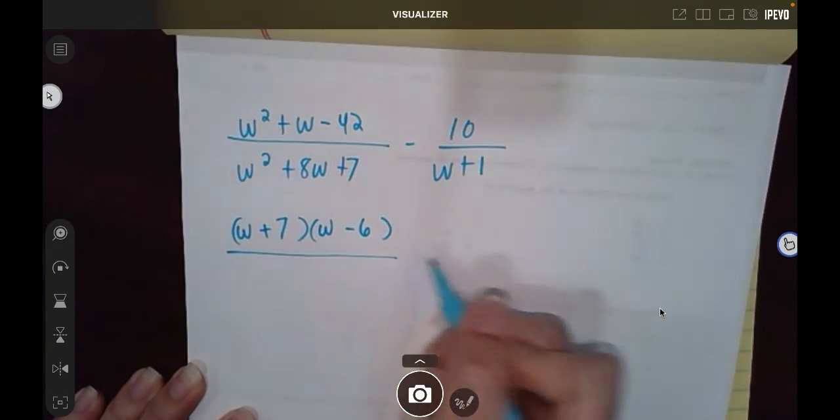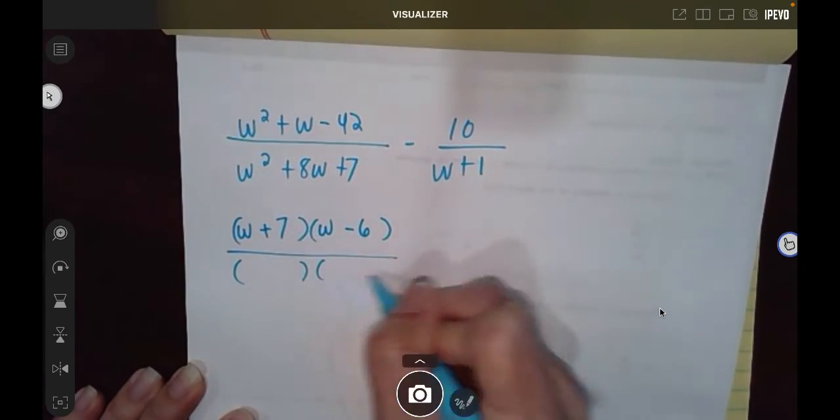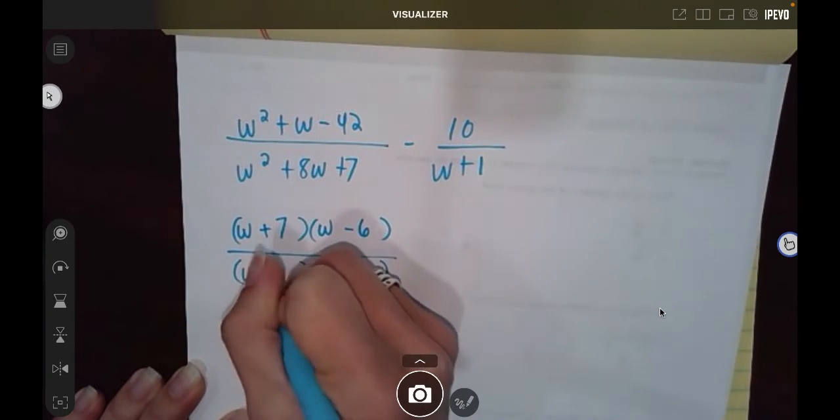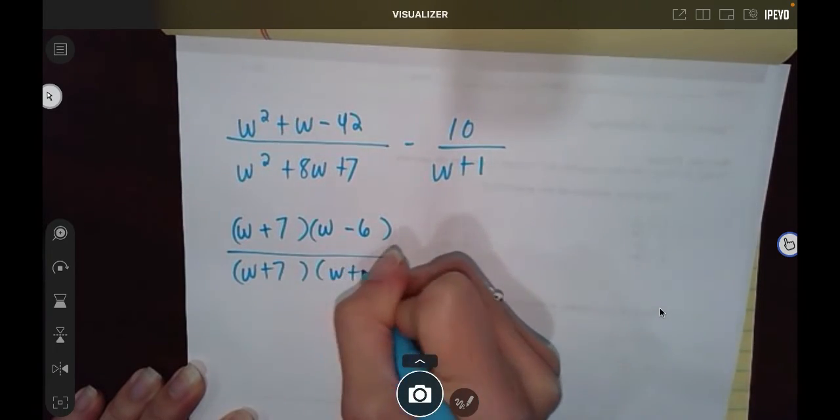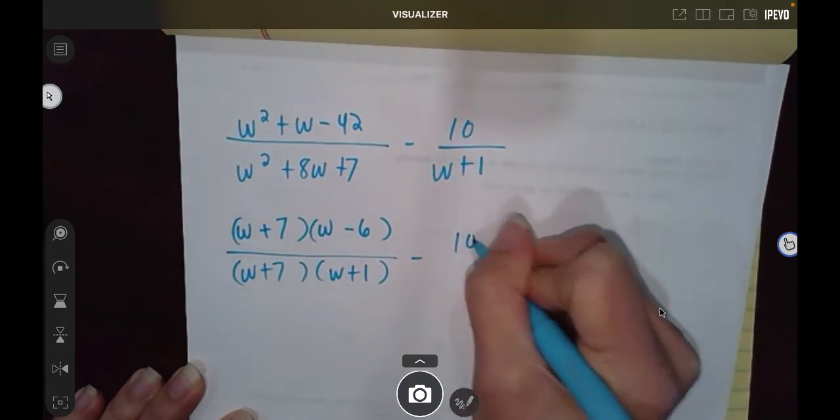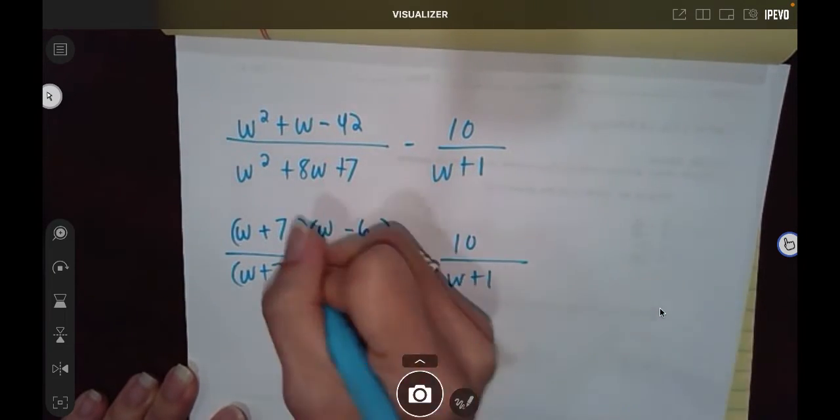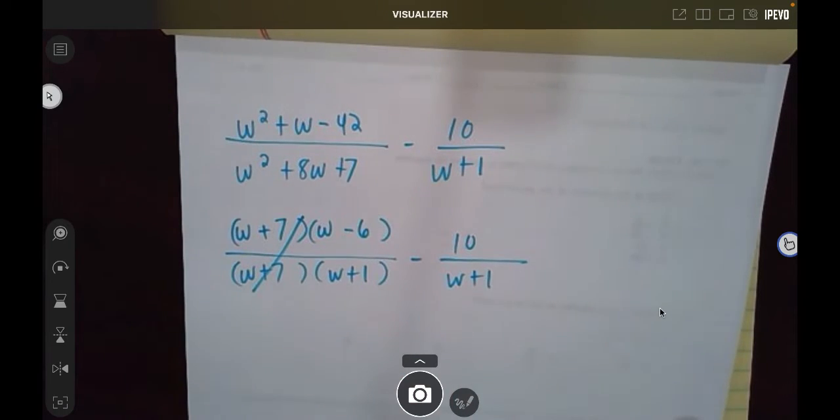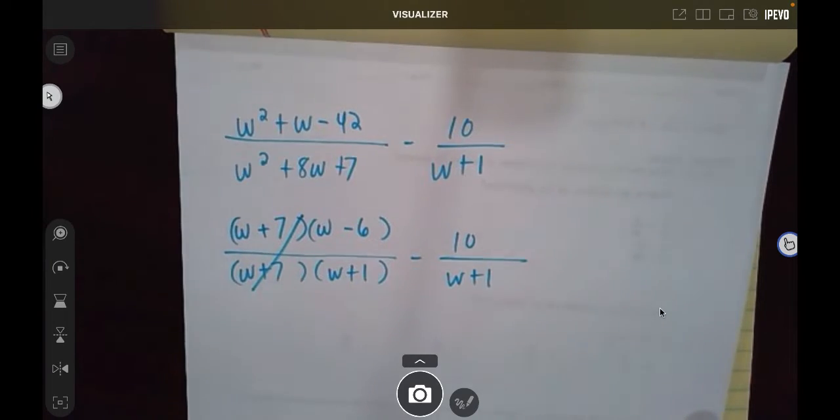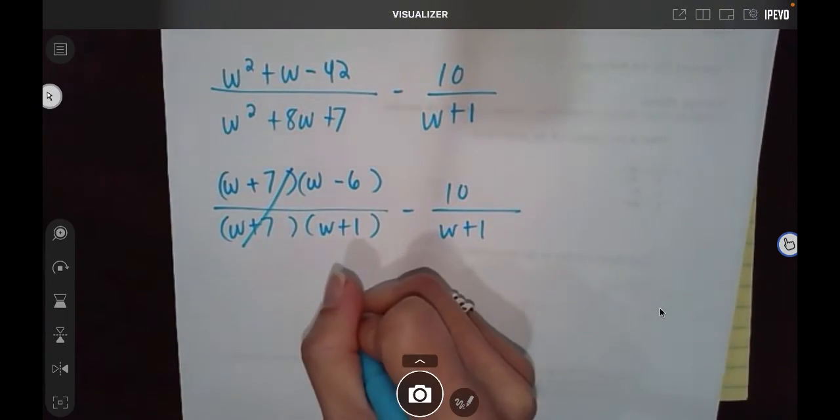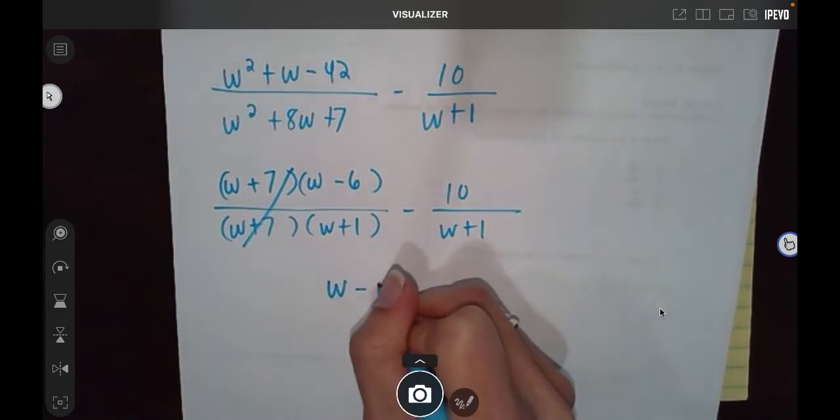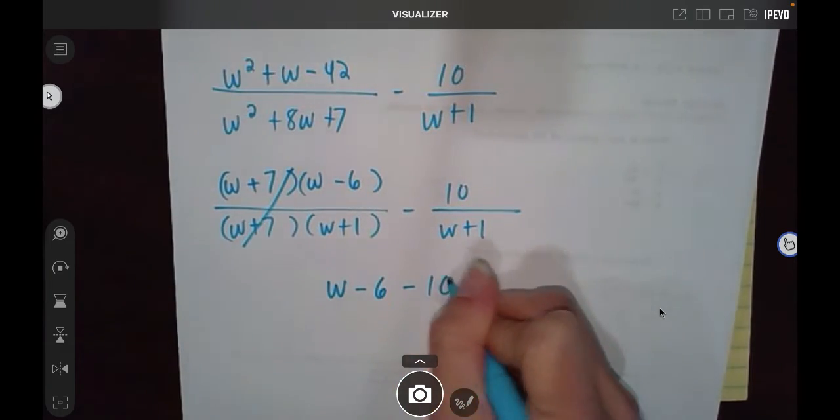Okay, let's do the bottom one. 7 and 1. That 7's crossing right out. Oh my gosh, look, had we not done that, I would have made this way worse of a problem. It wouldn't have been near as bad as the last one, but it would have been more work than needed. You're right. So, I have W minus 6 minus 10.